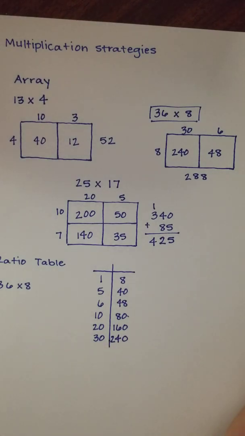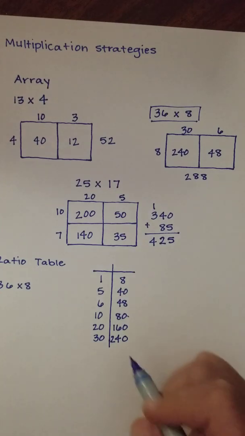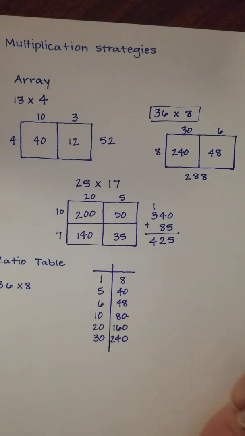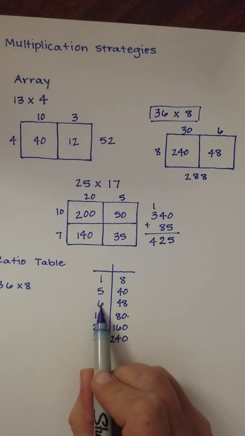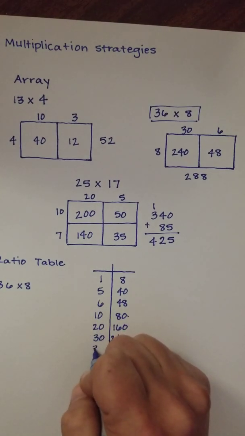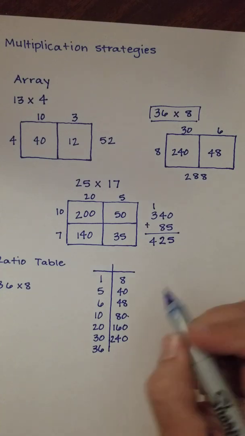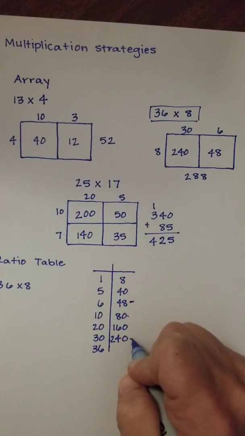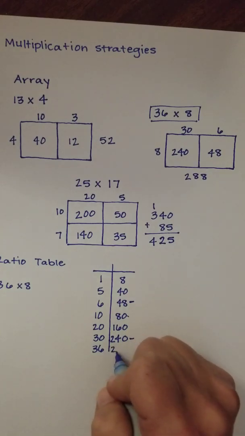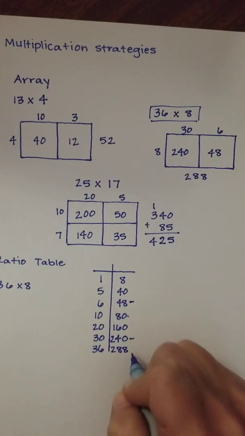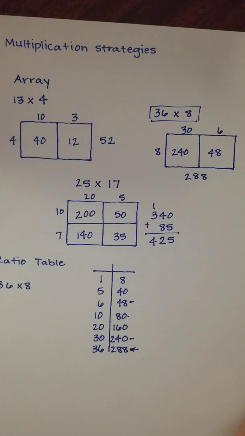Lastly, my work is done. Some students may not know this, but it's pretty much done. I know this because I'm doing 36 times 8. I have a 30 here and a 6 here. All I have to do is add 30 plus 6 is 36, which means I can add 48 and 240. And that makes it 288. And this is my answer.